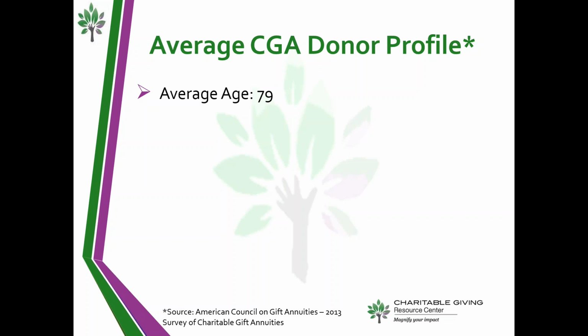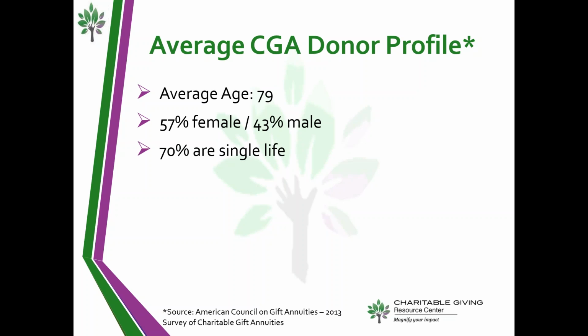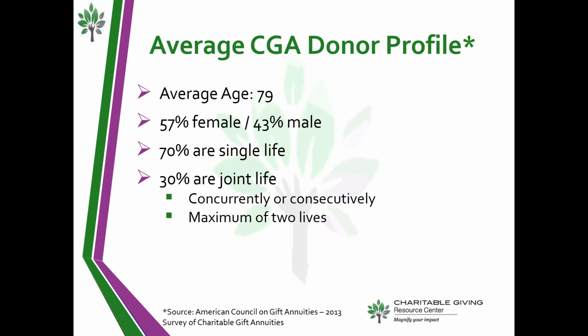The average CGA donor looks like this. The average age of someone setting up a gift annuity is 79. So this is not for the 40-year-olds, obviously. 50% of gift annuitants are females and 43% are males. 70% of gift annuities are for one life only, and 30% would be for 2 lives. And those lives can be concurrent and consecutive as far as their income stream, but there is a maximum of 2 lives by law for a gift annuity. If we want to benefit more than 2 people out of this contract, then we'd have to shift to a pooled income fund or a charitable remainder trust.